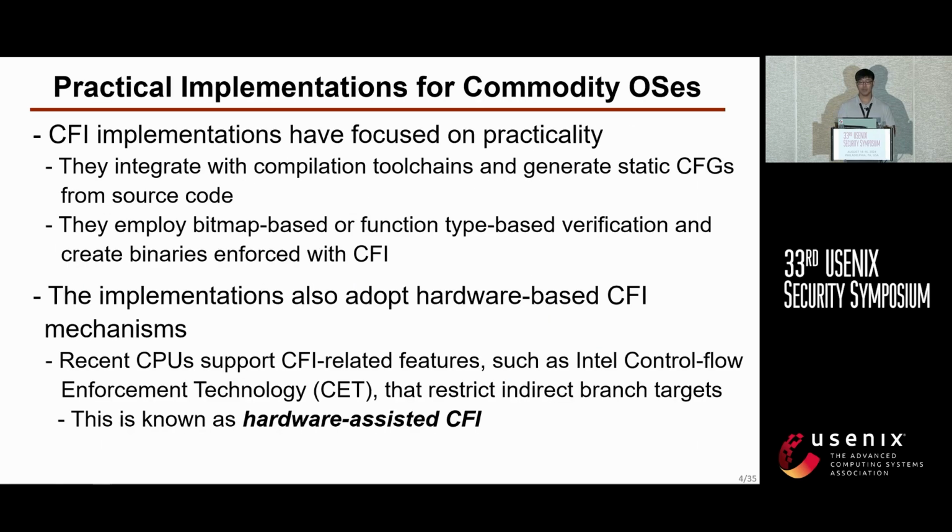While academic research has focused on and successfully reduced the size of the branch target set, practical implementations have concentrated on deployability and practicality. They integrate with compilation toolchains and utilize bitmap-based or function type-based verification methods with the static CFGs generated from the source code. They also adopt hardware-based CFI mechanisms such as Intel Control-flow Enforcement Technology, which restrict indirect branch targets to specific code positions. The combination of the hardware and software CFI is called hardware-assisted CFI.